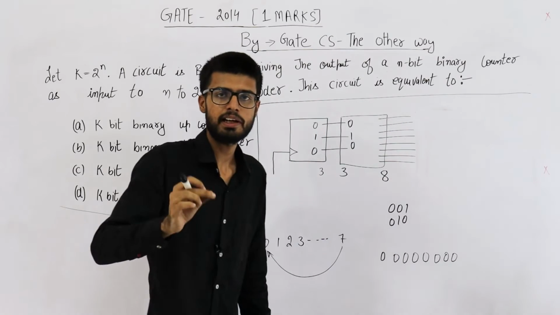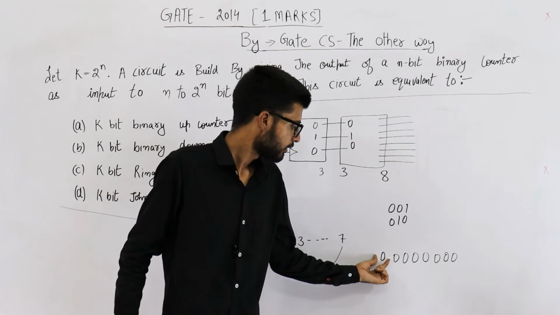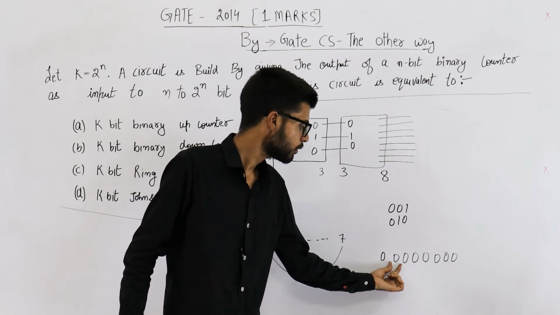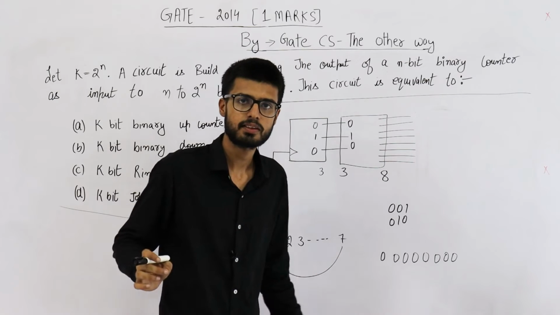Okay, so you have 8 LED lights. First, this one is glowing, and all of these are off. Then this one is glowing, all other lights are off. Then this one is glowing, all other lights are off.